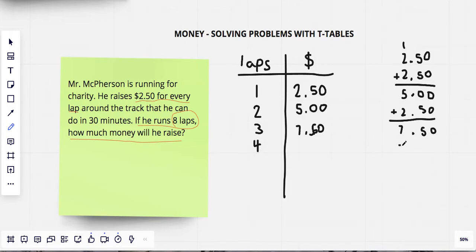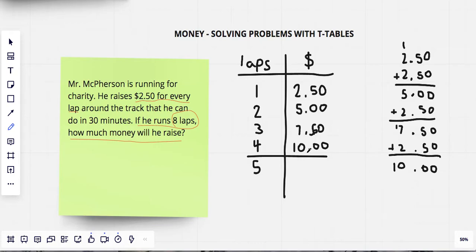Four laps is another $2.50 raised for charity. Every lap, it's add 2.50 more. I'm going to add these together. I've seen the 50s being added up before, that makes 10, put in the decimal. Because I've made 10 here, I'm regrouping a 1, and that's going to be 8, 9, 10. So now I'm at $10 after 4 laps. Now I'm just going to put a line here, and I'll come back to this line. I'm going to keep going.